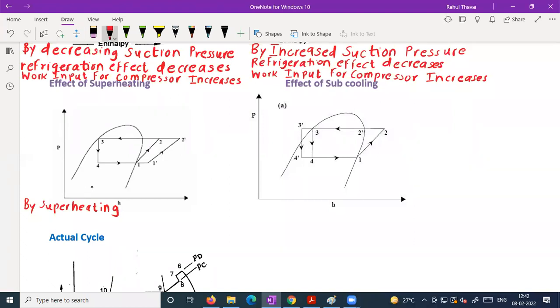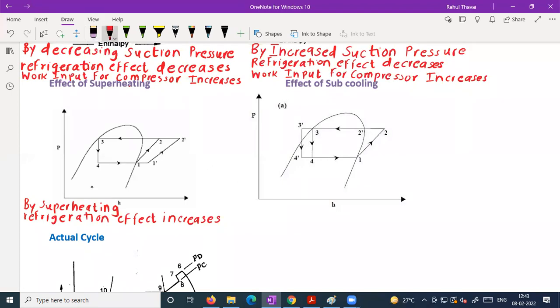As you can observe, initially the refrigeration effect was H1 minus H4. But now the refrigeration effect becomes H1 dash minus H4. So what happens? The refrigeration effect increases. By superheating, the refrigeration effect increased. When you see this delta term, this much refrigeration effect is increased. So obviously the refrigeration effect is increased.